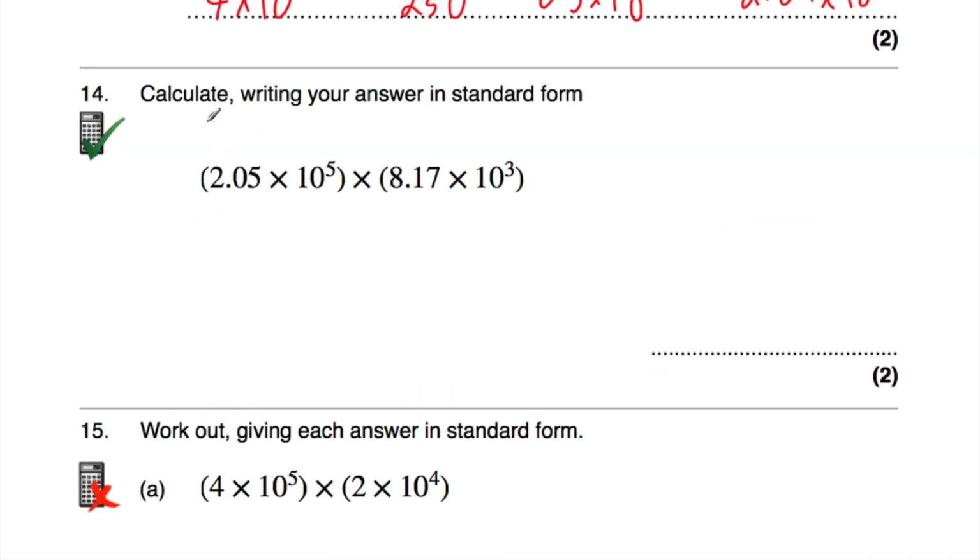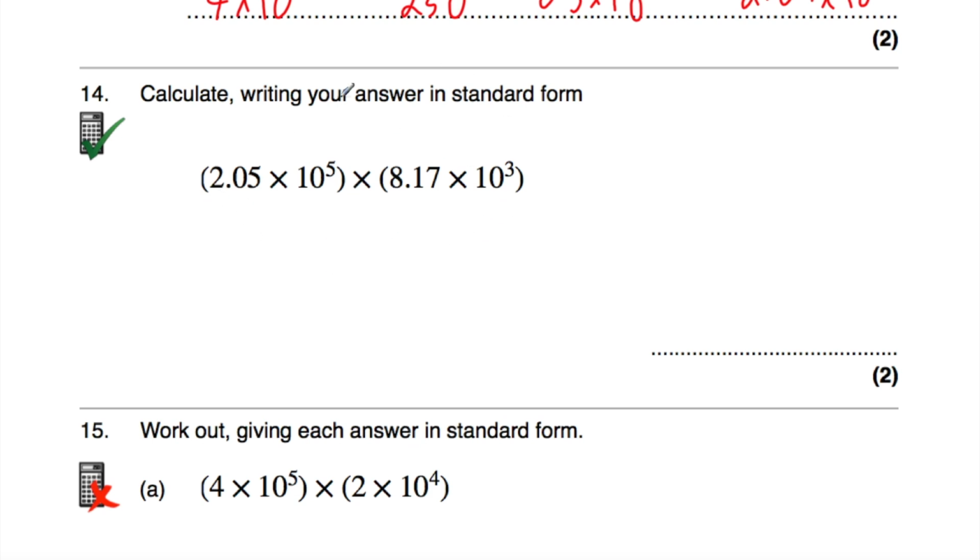Okay, let's look at our next question, question number 14. We've been asked to calculate and to write our answer in standard form. So we've got 2.05 times 10 to the power of 5 multiplied by 8.17 times 10 cubed. Now, whenever I'm typing this into the calculator, first of all, it's important that you know where your standard form button is. On my calculator, that button's in the middle of the bottom row, and that's the standard form button.